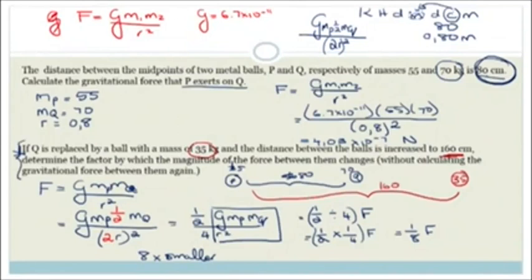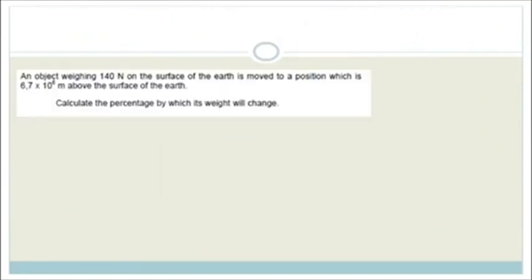But you were actually given a specific exam question where it said without calculating the gravitational force between them again. So you couldn't just substitute in, you actually had to show that you understood how to work out the ratios. Okay, let's do another question.